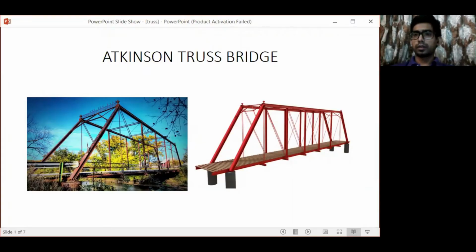Hello, my name is Farhan and my matrix number is 204801, and today I'll be doing the presentation for statics, for assignment 1, which is trusses. So in my assignment I've used the Atkinson truss bridge. This bridge is located in the United States, and it has a span of 56 meters.